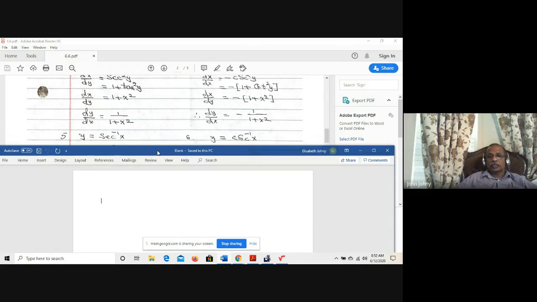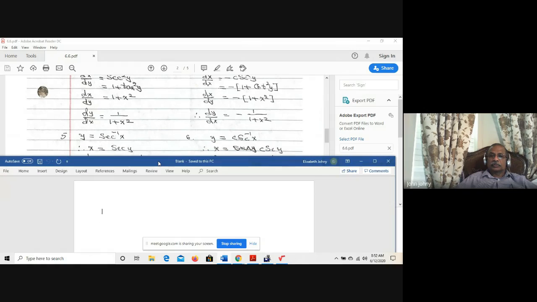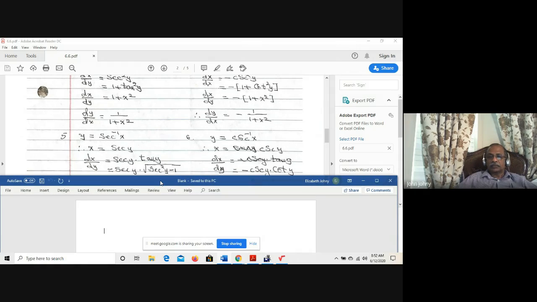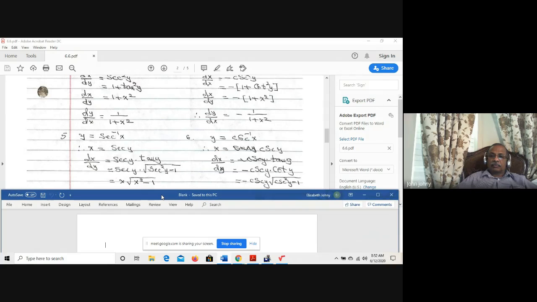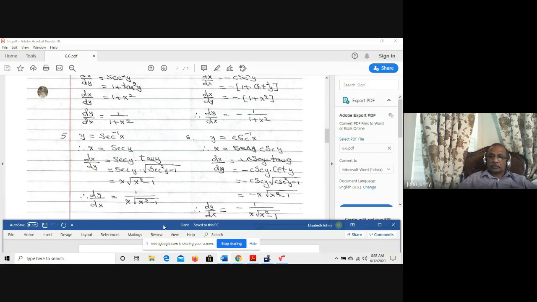Next one, y is equal to cosecant inverse x. So, x is equal to cosecant y. Dx over dy is negative cosecant y times cot y. Result from calculus 1. That is negative cosecant y times square root of cosecant square y minus 1. And that is negative x times square root of x square minus 1, because x is cosecant y. That is equal to, dy over dx is equal to negative 1 over x times square root of x square minus 1.